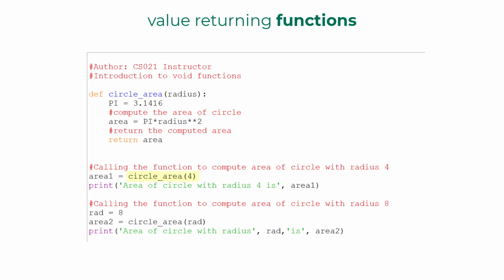We have the function call right here, so the program control returns to where this function was called. The return value by the function is assigned to this variable, which is subsequently printed. I have another call to the function right after, so it evaluates the area, returns it back to this variable, and then prints it. And this is the printed output.